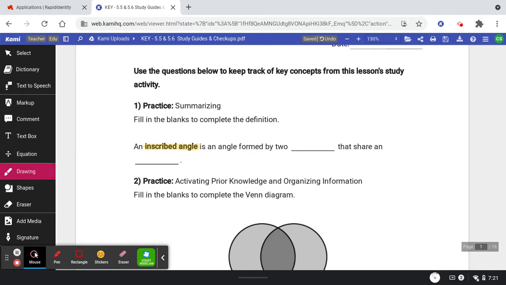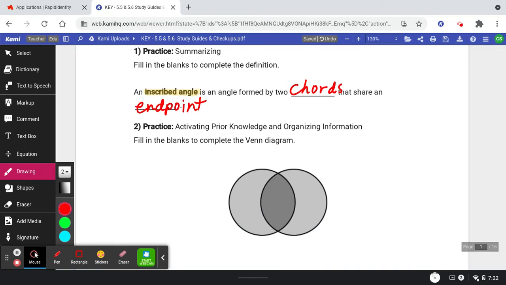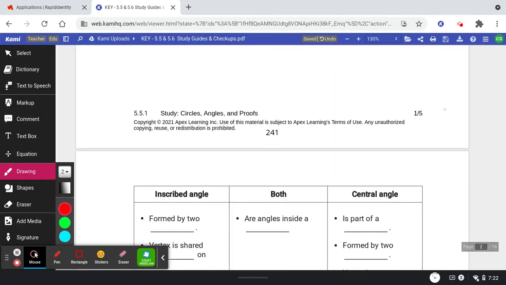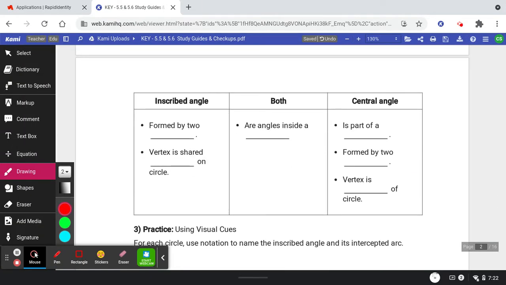So an inscribed angle is an angle formed by two chords that share an endpoint. But notice that the endpoint this time is not the center. So it's formed by two chords. The vertex is the shared endpoint on the circle.